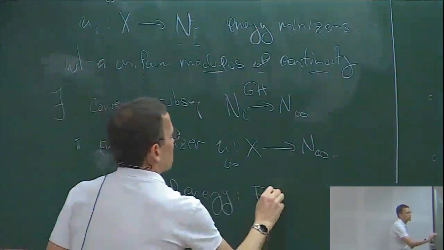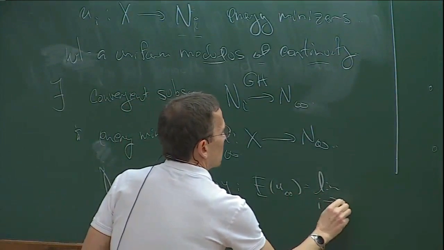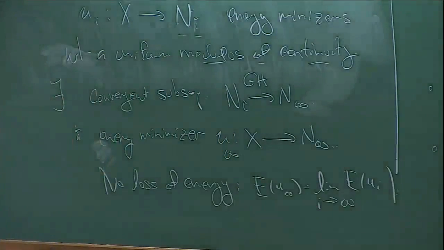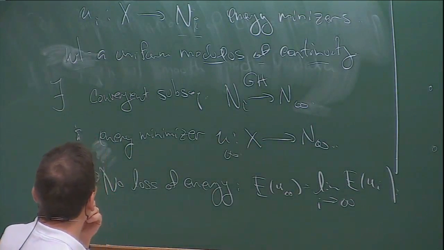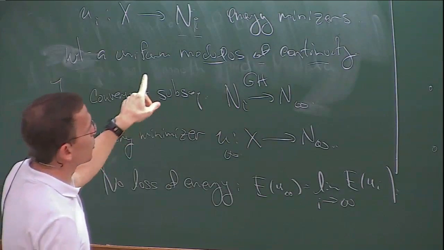So the total energy of U infinity is the limit of the energies of the UIs. Okay, so that's also a key property. If you take X to be a point, well, you get a point. And infinity is a point. So this is really Gromov-Hausdorff.